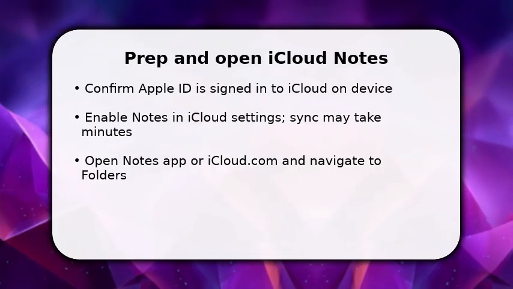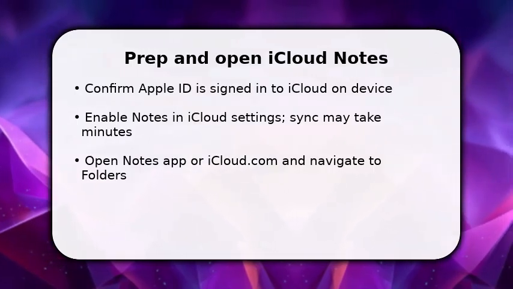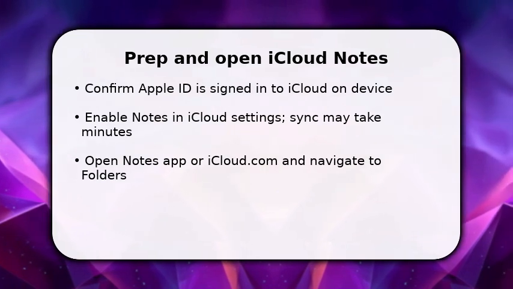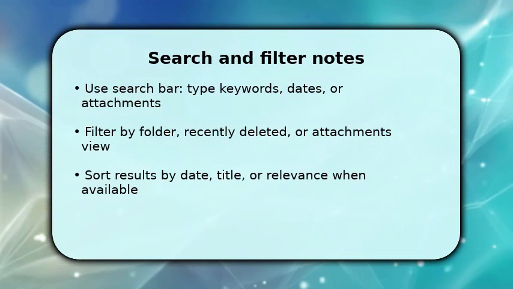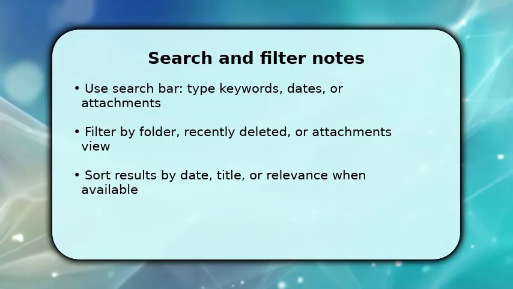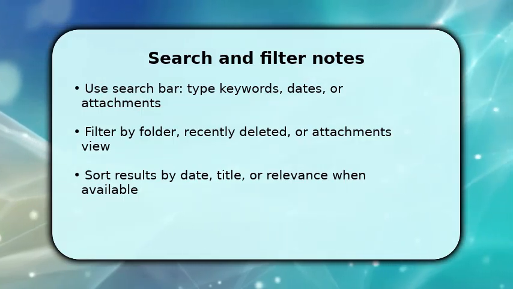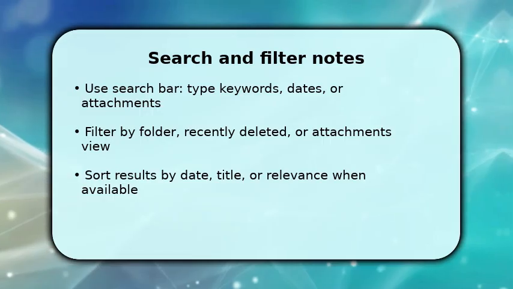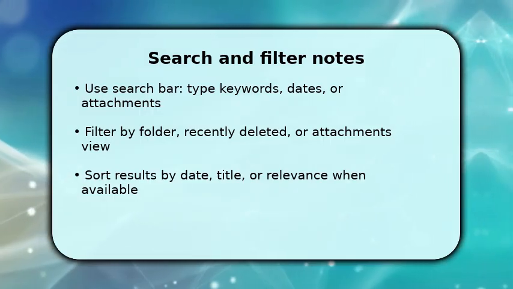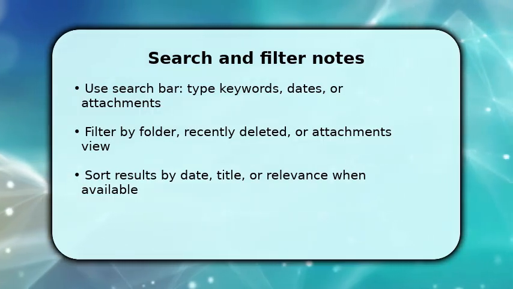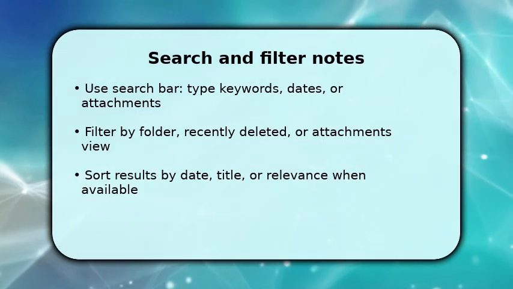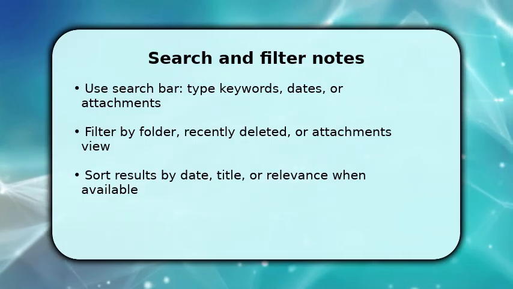Now locate the folders list so you can begin searching within the right container. Next, use the search field at the top and type precise keywords, a date, or even file names. iCloud searches note text, titles, and attachments. You can switch folders to narrow results. Try recently deleted if you suspect loss, or the attachments view to find photos and PDFs.